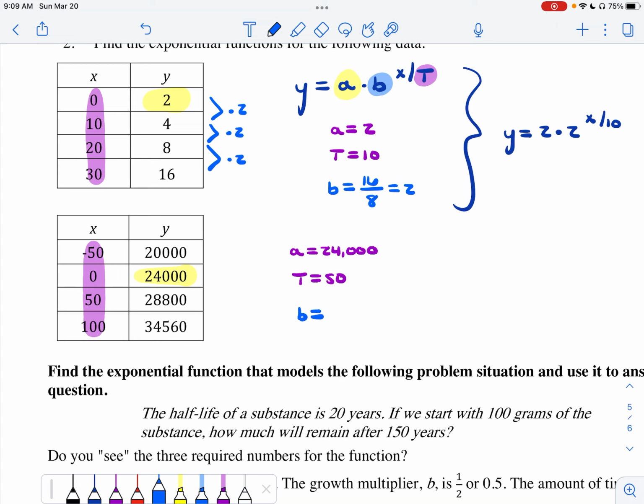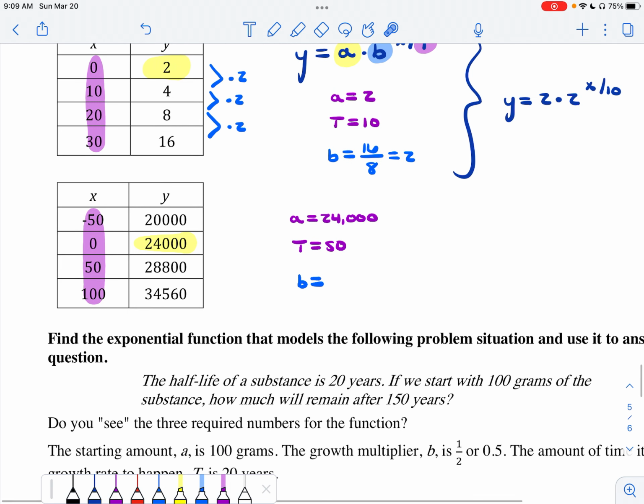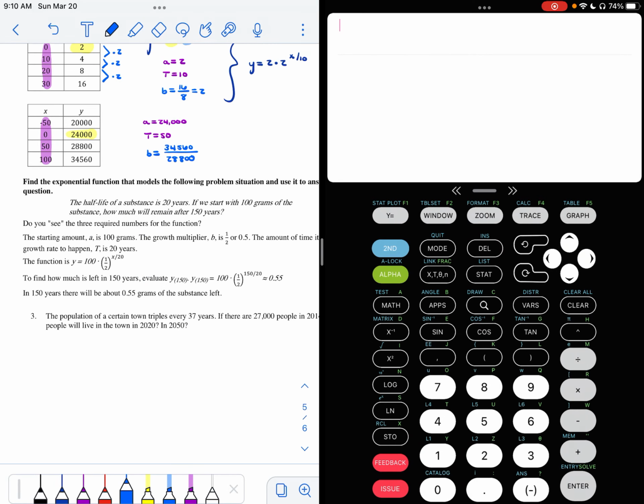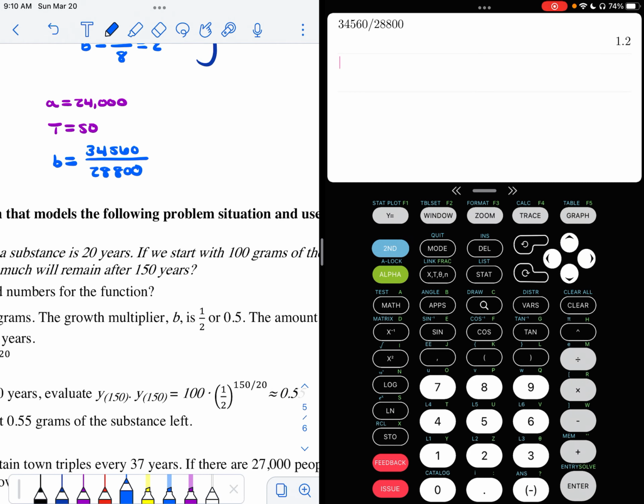For our b value, we just need to take an output value and divide it by the output value that came before it. I'll just pick the last two again. I don't know why I like to do that. So 34,560 divided by 28,800. Let's go ahead and divide those. 34,560 divided by 28,800, and I'm getting 1.2.